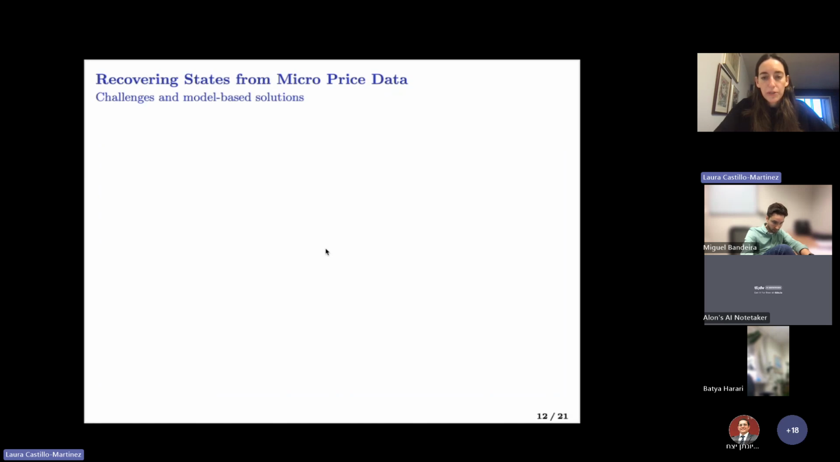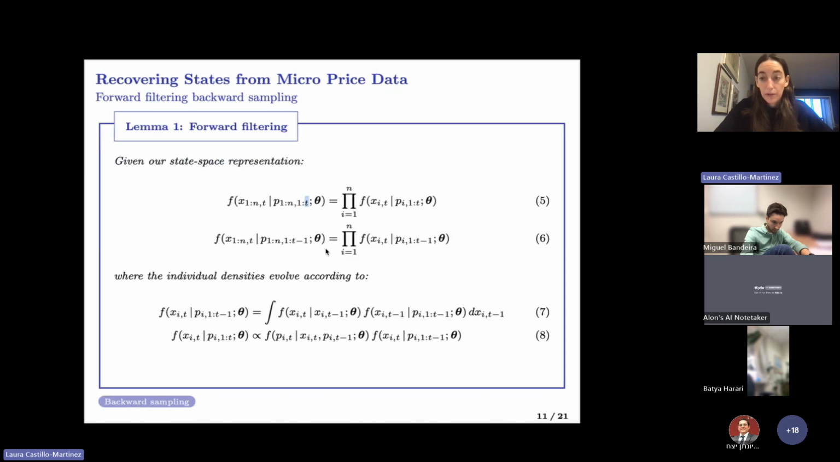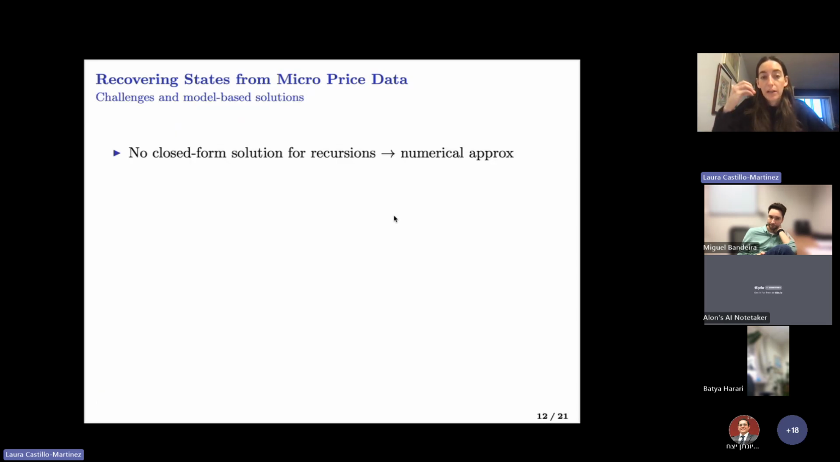Normally, you would use the Kalman filter and look for closed form solutions. What's the issue here? The model is highly nonlinear. Why? Because the as-is rule, remember, gives you this step function. It has kinks. It's very nonlinear, and it's also very non-Gaussian because of the free adjustment opportunity. So we're not going to have closed form solutions to be able to solve for these recursions. And instead, we're going to try to use numerical methods to approximate the integrals over here.